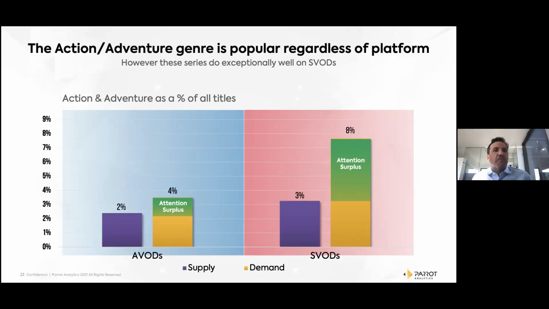So this type of programming, like action and adventure, is actually very useful for SVODs, but it's also very useful for AVODs as well. So it's interesting that in this case, we see this type of programming working on both.